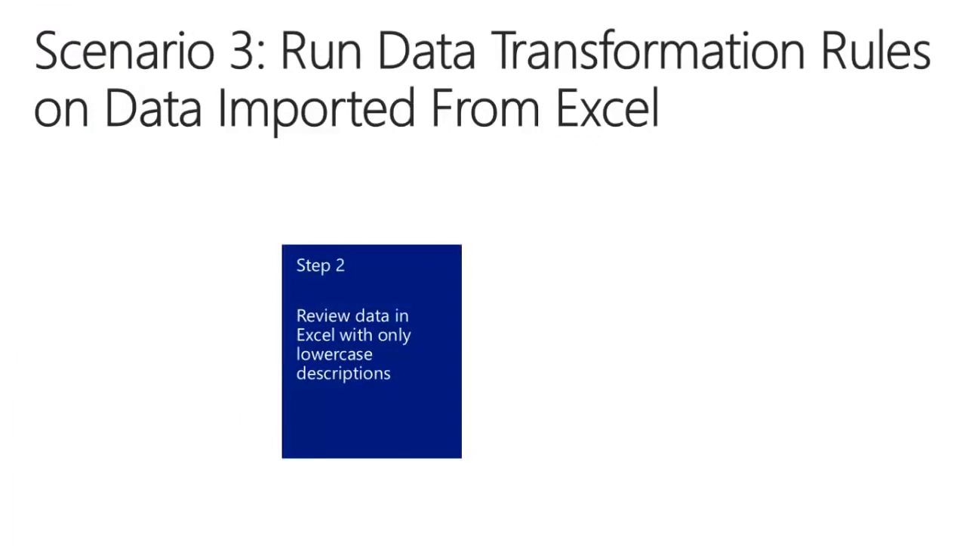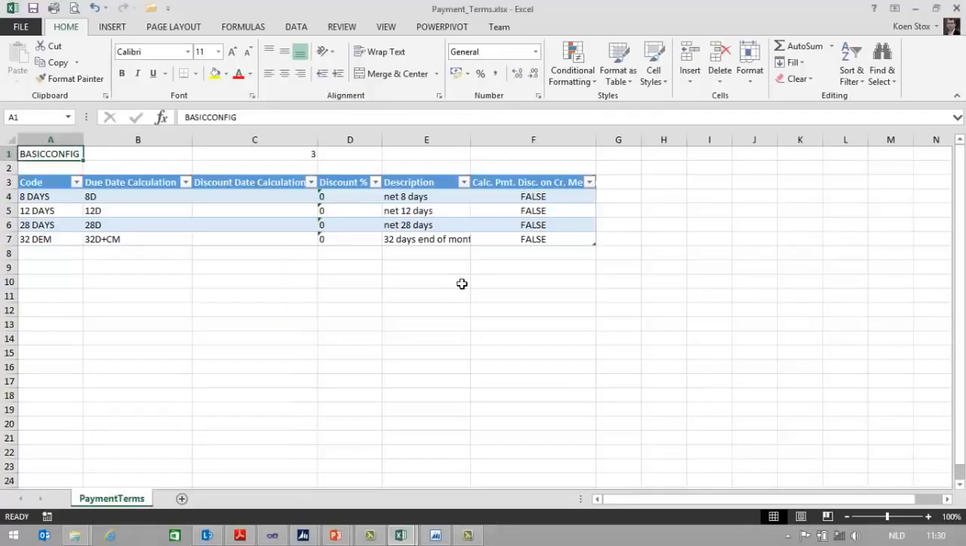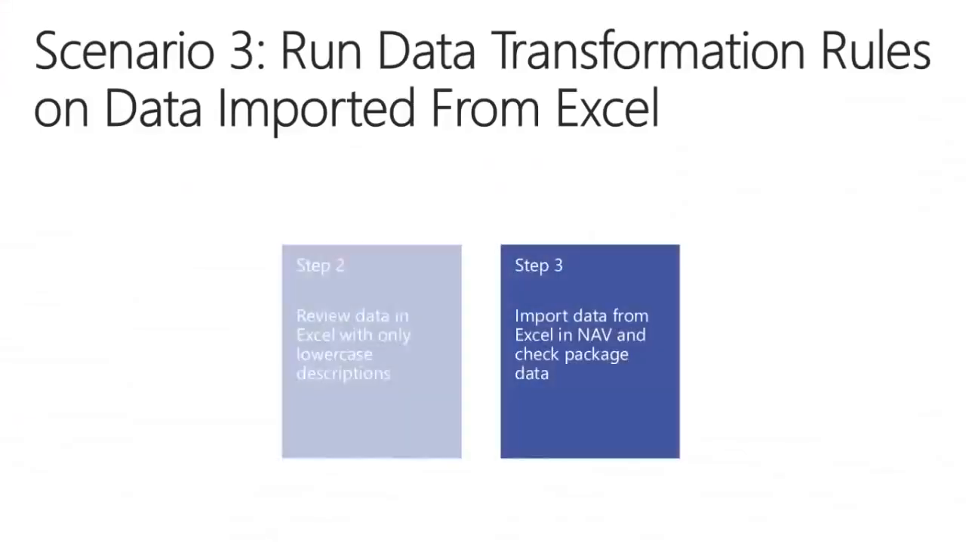Before we import, let's first review the data in Excel. I would like to use Excel to import a number of payment terms, but the data provided by my customer is using descriptions with only lowercase. Now, based on the uniformity we would like to use in NAV, we would like to have descriptions using title case, and so with the first letter of each word in uppercase. So by using data transformation, we can have the system change the lowercase descriptions to title case descriptions.